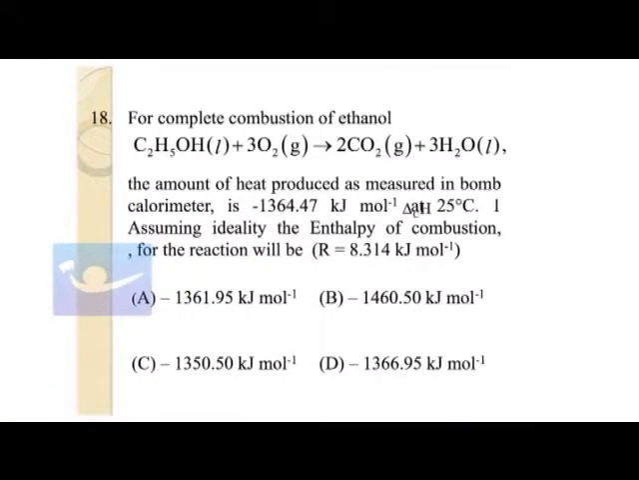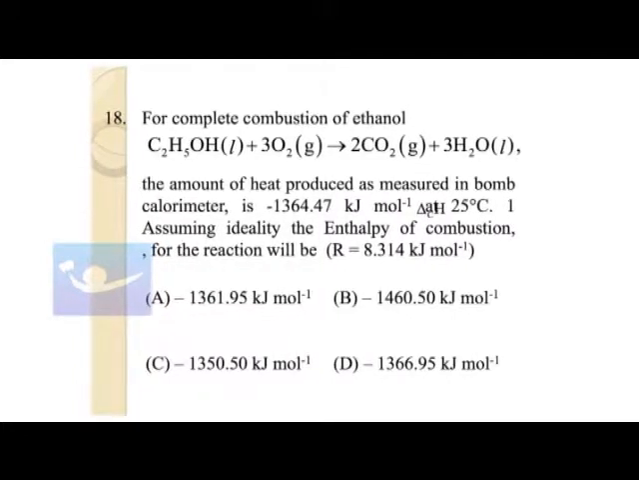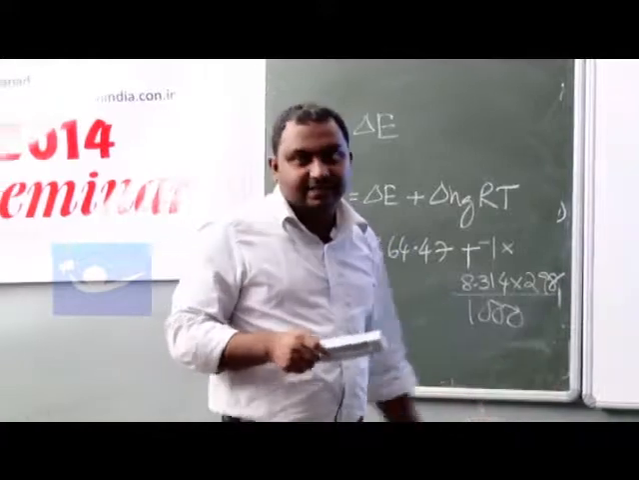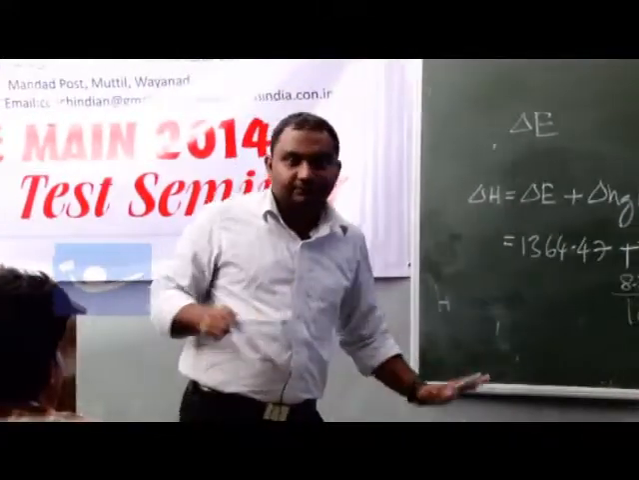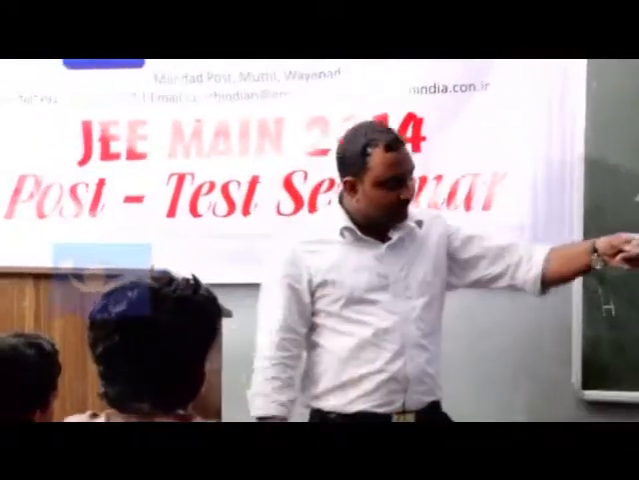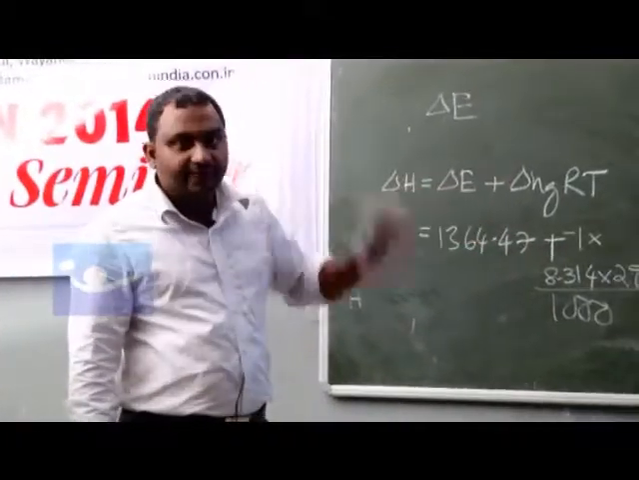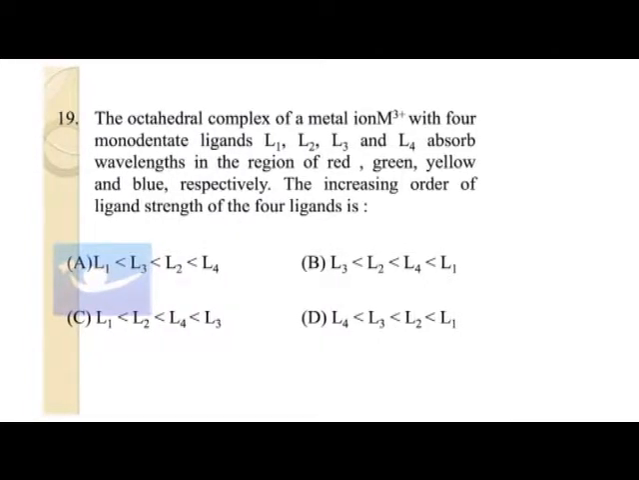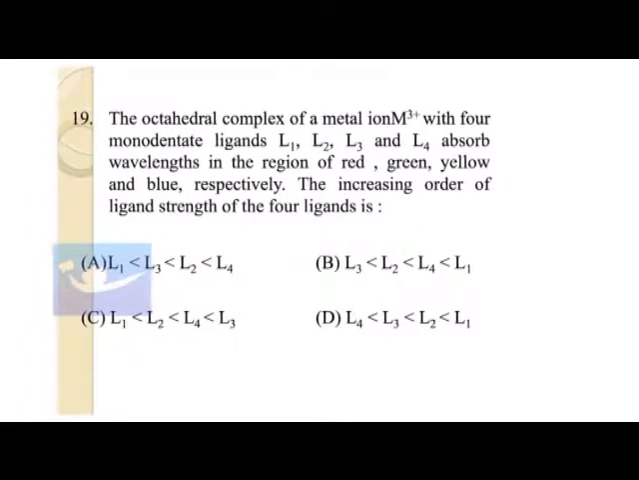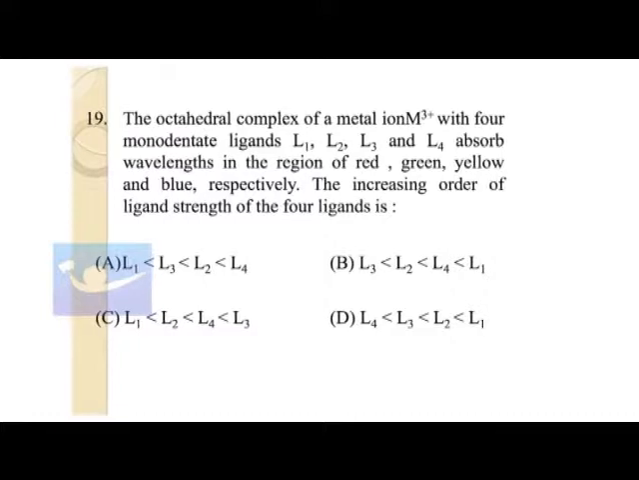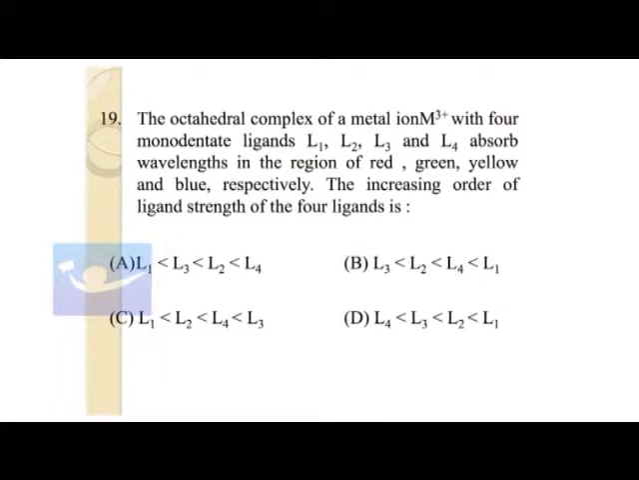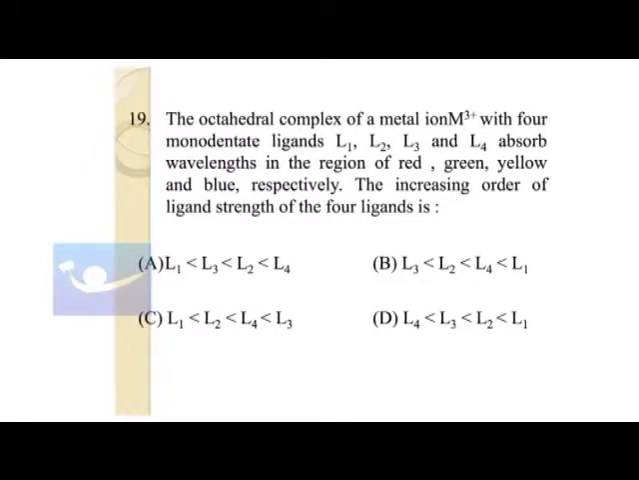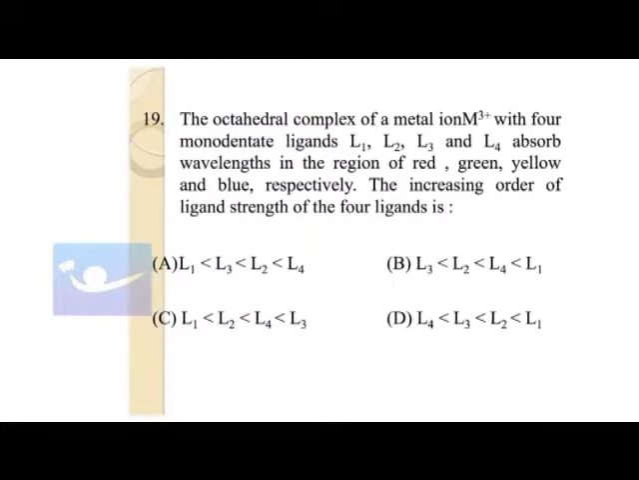Now you will get the correct answer. You will get the last one, minus 1366.95 kilojoules per mole as the answer. Calculation part you can take care of. Minus 1366.95 kilojoules per mole. The next one, the octahedral complex of a metal ion M3 plus with 4 monodentate ligands L1, L2, L3 and L4 absorb wavelength in the region of red, green, yellow and blue respectively. The increasing order of ligand strength of the 4 ligands is.